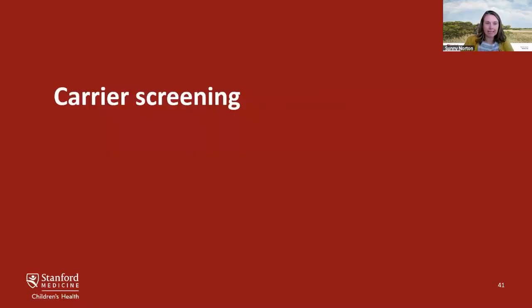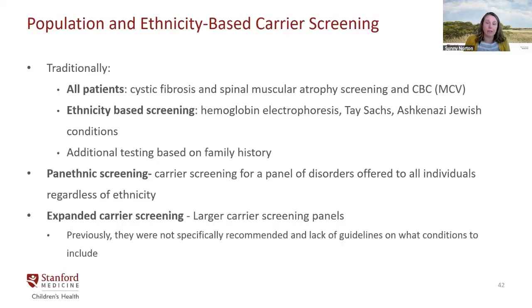All right, so the last section of the talk will be about carrier screening. And traditionally, carrier screening has included, like what was originally offered was cystic fibrosis and spinal muscular atrophy to all patients, as well as a CBC, including an MCV to screen for hemoglobinopathies. Ethnicity-based carrier screening was also traditionally offered.